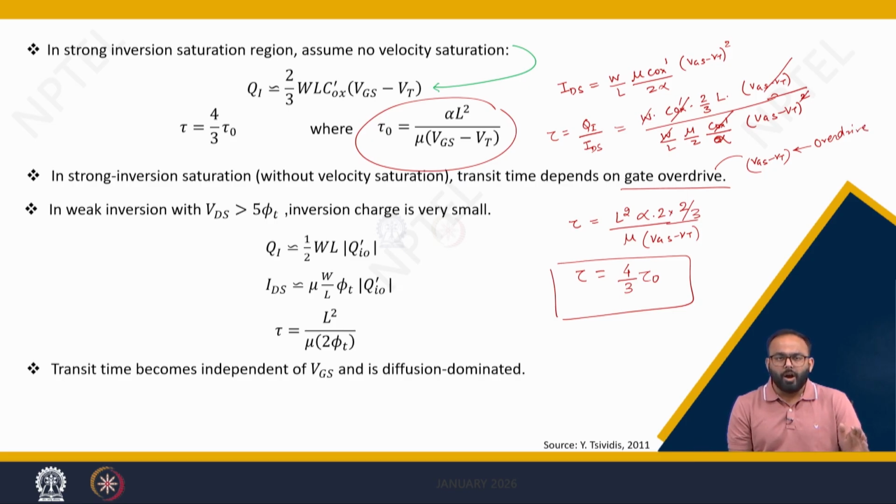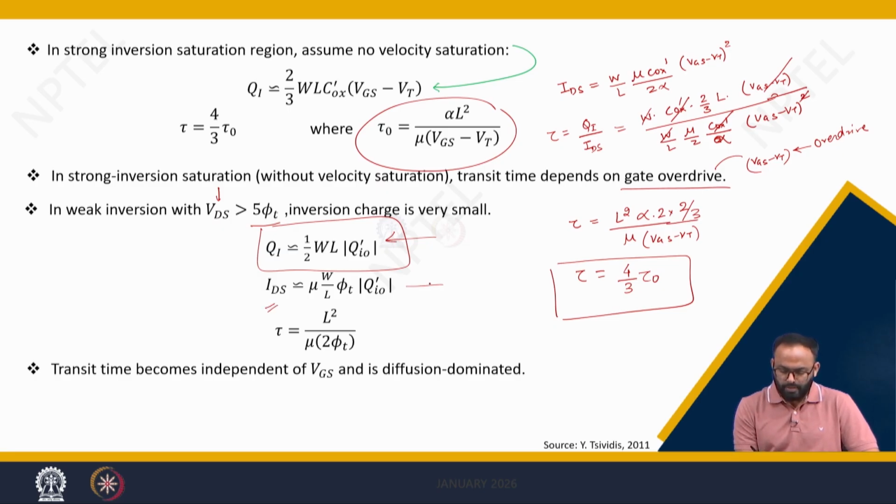Let's see how we can calculate the transit time in weak inversion, considering Vds is just greater than 5 times phi t. So in weak inversion, the charge is given by half of W L into Qi0 dash, which we just derived in the previous lecture, and Ids also can be given as this. Because Vds is very small, you can assume that Qi0 dash L goes to.